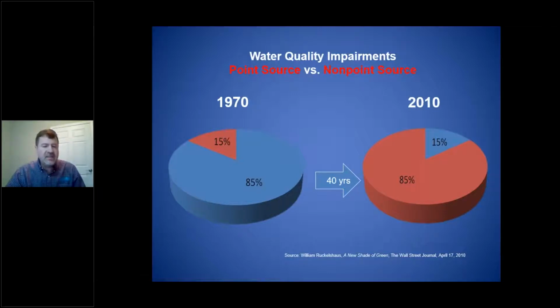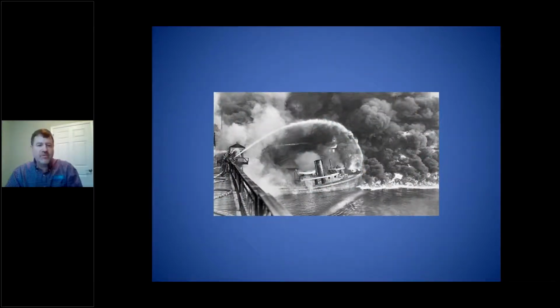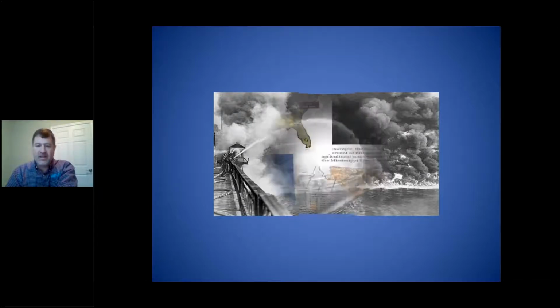Back in 1970, we saw things like burning rivers. We saw stuff that we knew we had to handle right off, and that's what we did handle. EPA did a wonderful job of cleaning those types of things up. But we're actually in a time right now where the non-point is causing a tremendous amount of problems that we can't seem to get our hands around.